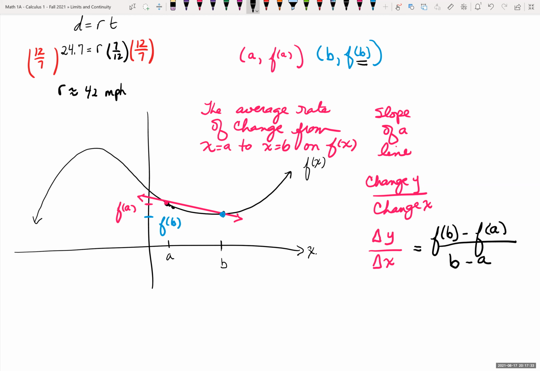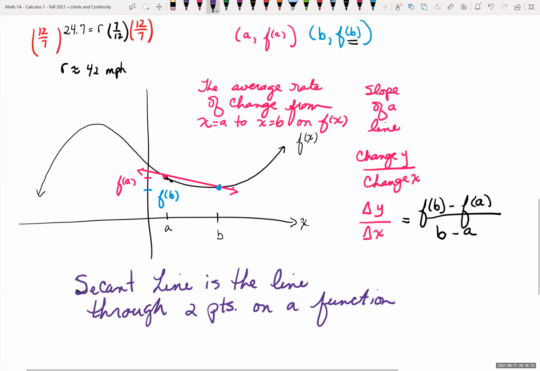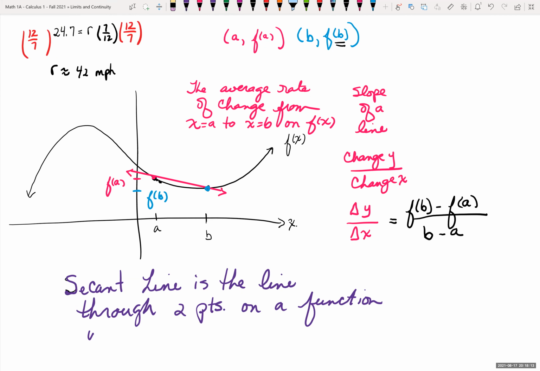So this line that I drew between those 2 points is an important line, and that is called the secant line. So a secant line is the line through 2 points on a function.